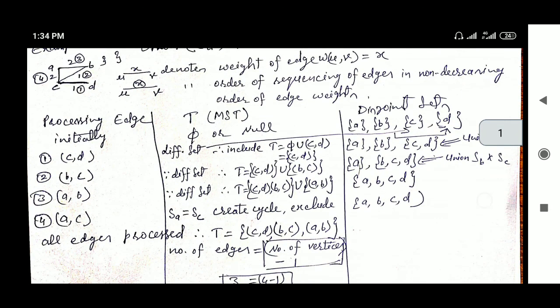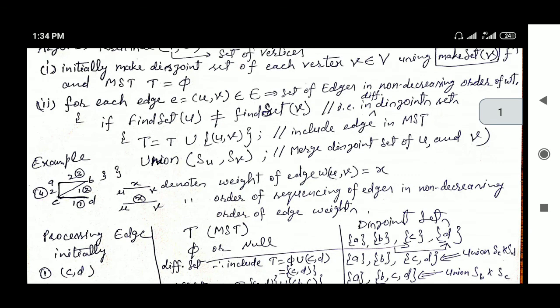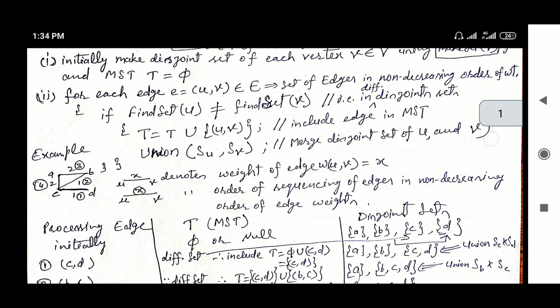So this is all about Kruskal algorithm, and in the exam you need to do it like this. Don't just bold the minimum weight edges without cycle. You must tell the examiner how a cycle can be avoided by using disjoint sets. Okay, so this is all about MST using Kruskal algorithm.